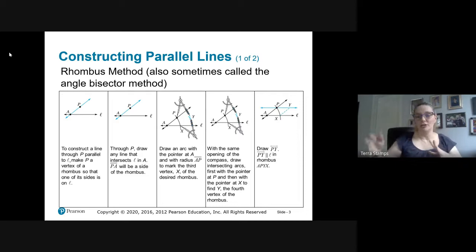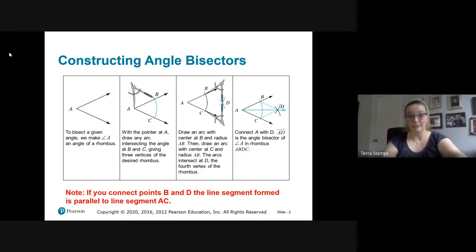So in constructing that bisector of that angle, we're constructing that line up top that is parallel to that given line. So in constructing that rhombus, we're constructing parallel lines. So that's why I dig this construction more so than the next one, because it's really very similar to this one. Notice the difference is where we connect.